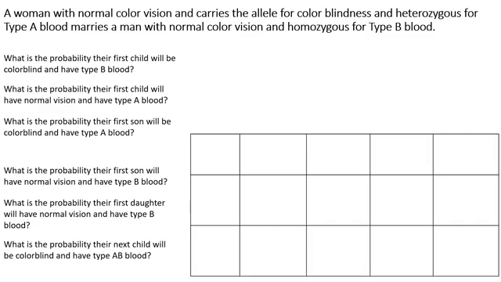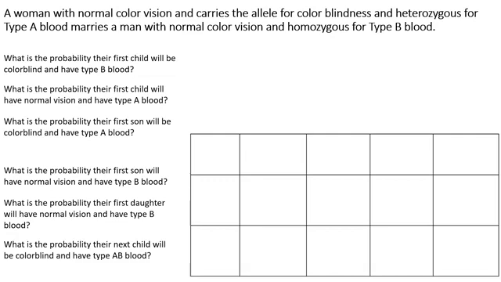Let's go ahead and try a problem where we're dealing with two characters. Here we're going to be dealing with color vision, so either normal color vision or having color blindness. Remember, that's a sex-linked trait. And we will also combine that with the blood type, which is an autosomal trait. So let's look at this problem. It gets a little bit more complicated. However, we will be able to work through and answer all of these questions on the left side.